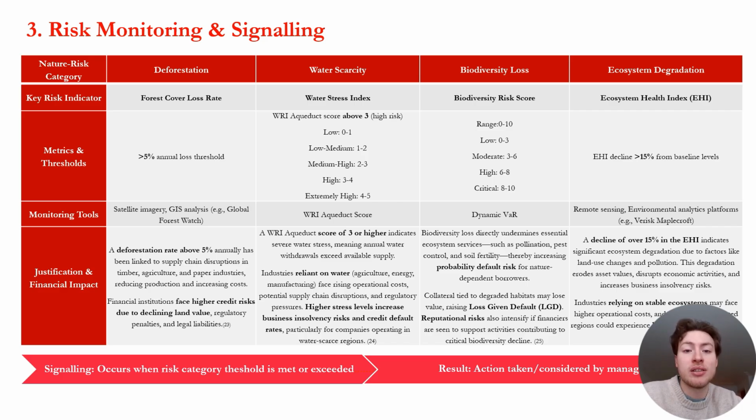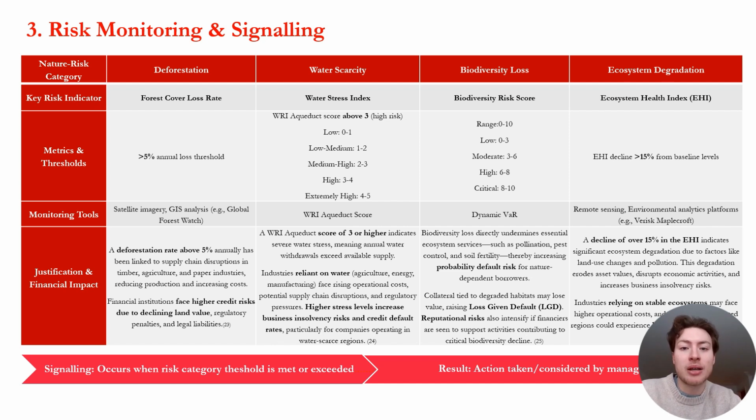Next, water scarcity is assessed using the WRI Aqueduct Water Stress Index. A score above 3 indicates high risk where water demand exceeds supply. This places pressure on water-reliant industries like agriculture and energy, driving up operational costs. Biodiversity loss is measured with our biodiversity risk score by using our dynamic VaR monitoring tool, which was shown and explained in the previous slide.